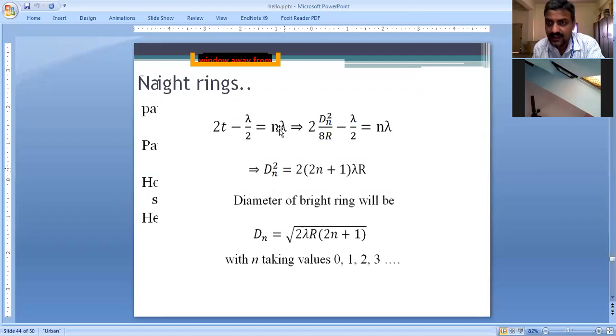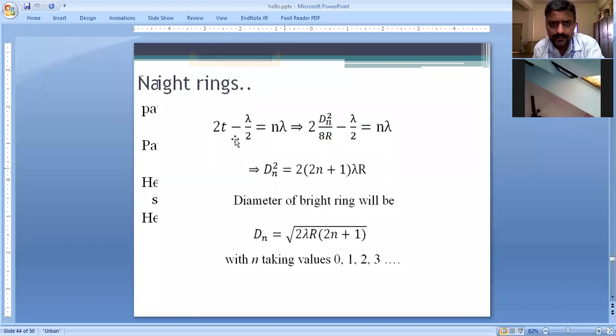This is for bright ring. And similarly for dark ring, you have to replace it with odd multiples of half lambda, that is lambda by 2, 3 lambda by 2, 5 lambda by 2, 7 lambda by 2, etc., which I will do in the next slide. Is this clear?